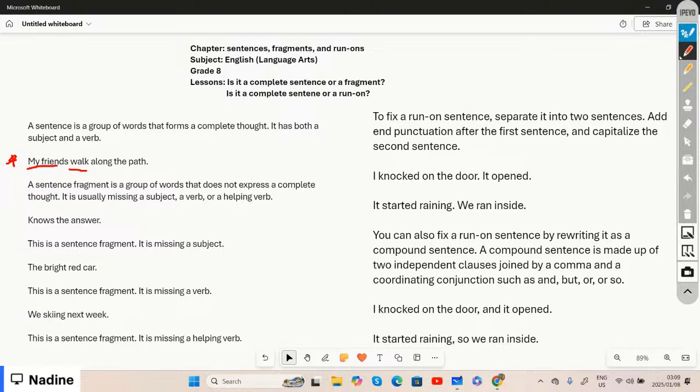If we look at examples of a fragment, it says, knows the answer. Now we need to ask ourselves, who knows the answer? Because it just says knows the answer. That is a sentence fragment because it is missing a subject. It's not telling us who or what the sentence is about.